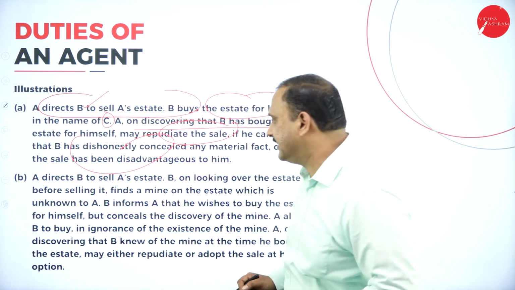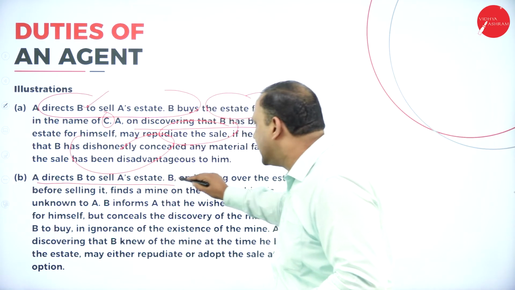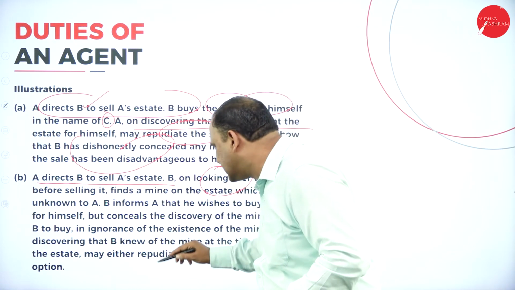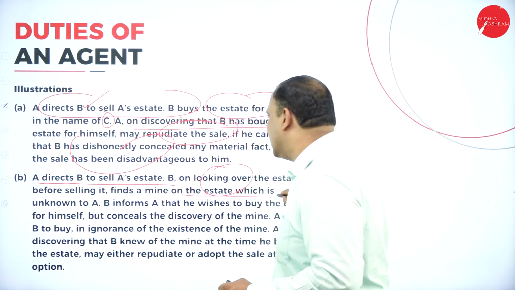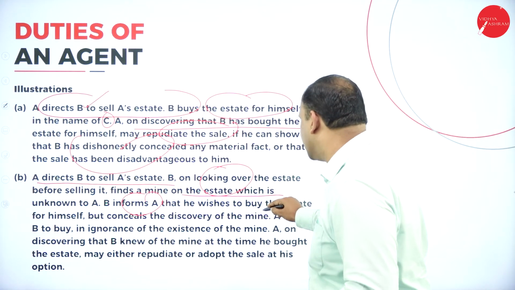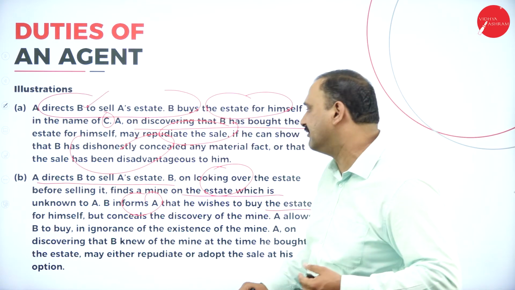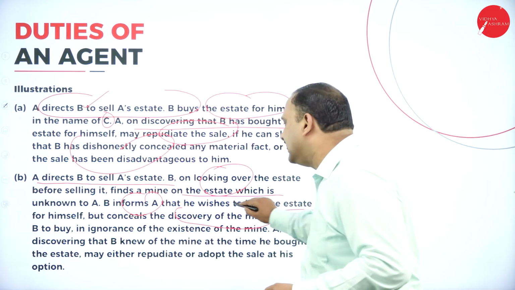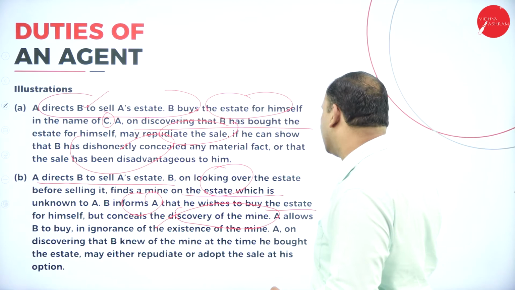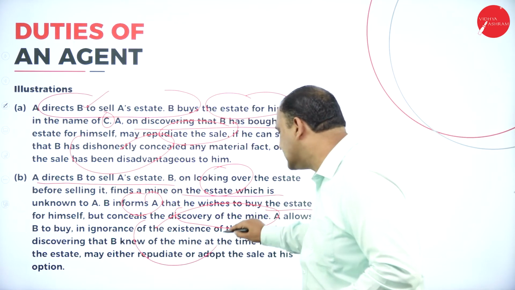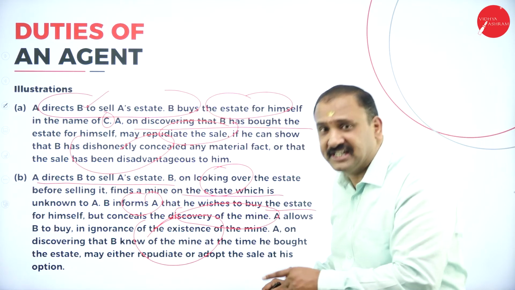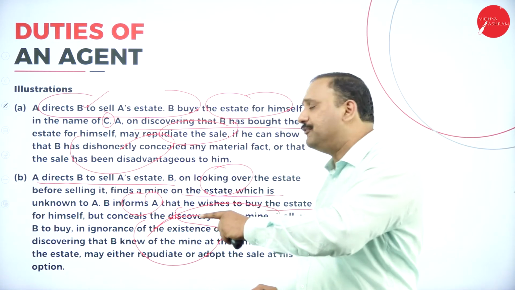Now the second example. A directs B to sell A's estate. B, looking over the estate before he sells it, finds a mine on the estate which is unknown to A. B informs A that he wishes to buy the estate for himself, but conceals the discovery of the mine because he does not want to reveal the profit that can be got there. A allows him to buy in ignorance of the existence of the mine. Now you see that the information is concealed. He is trying to hide the information.